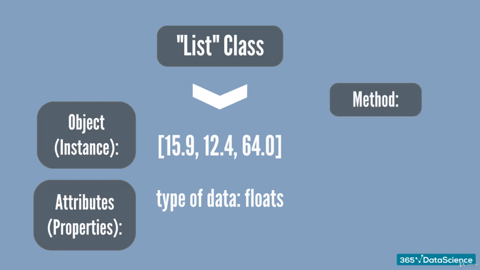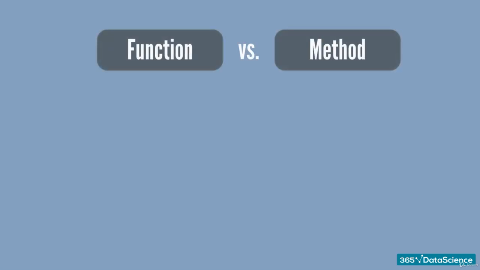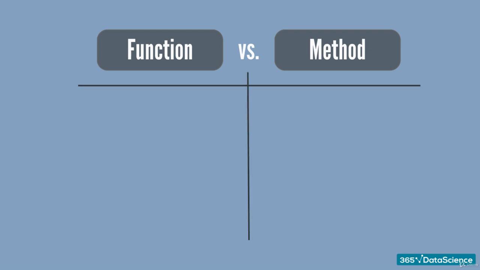These are floats. A method we could apply to this object is extend or index, as we saw earlier in the sequences section. And please pay attention. These operations can be performed only after we have created the object. The difference between a function and a method is subtle and can be confusing. Try to remember, a method is a special function.